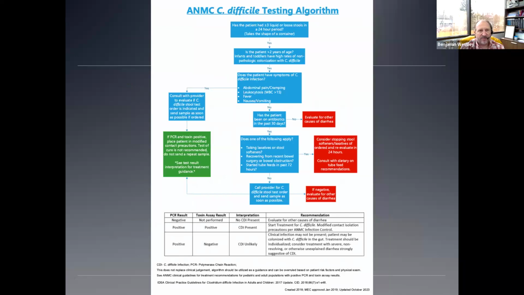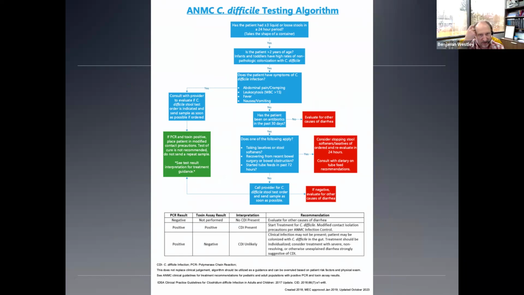Many places have an algorithm for testing. This is just an example of one, the one at ANMC. And so we say, is there 3 or more stools? And then as a patient over 2, just like we talked about, then we actually talk about symptoms. Is there any symptoms like fever, abdominal pain, white count, anything?